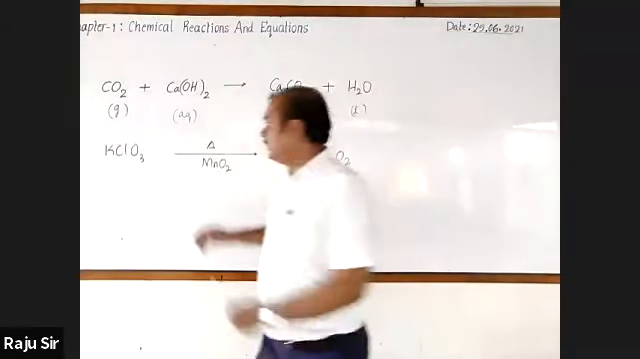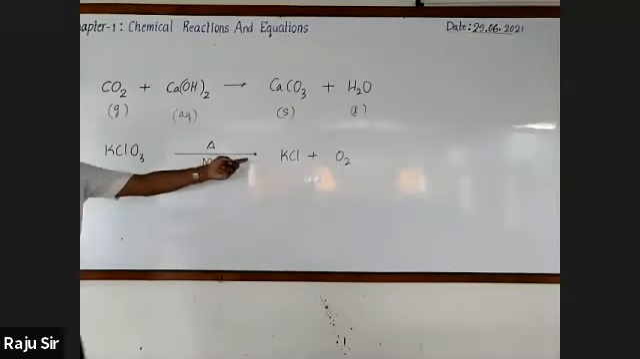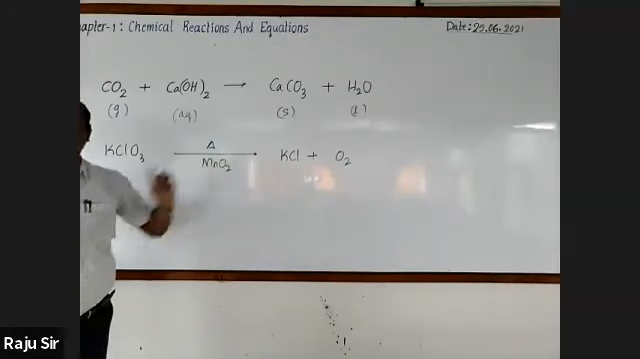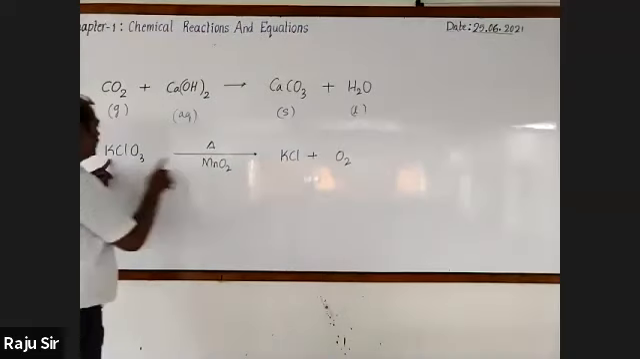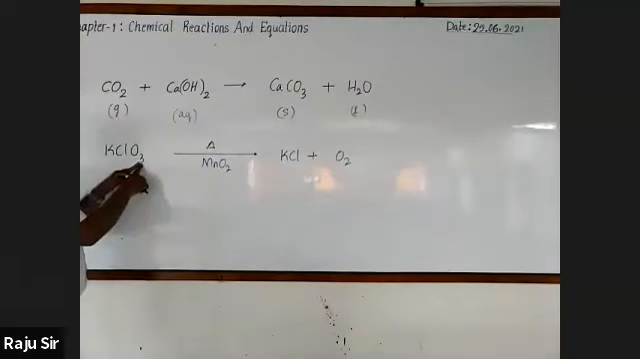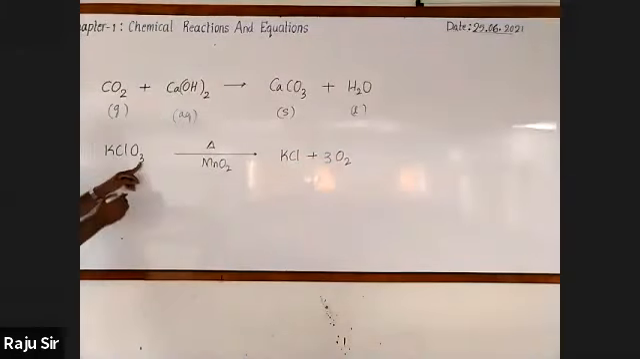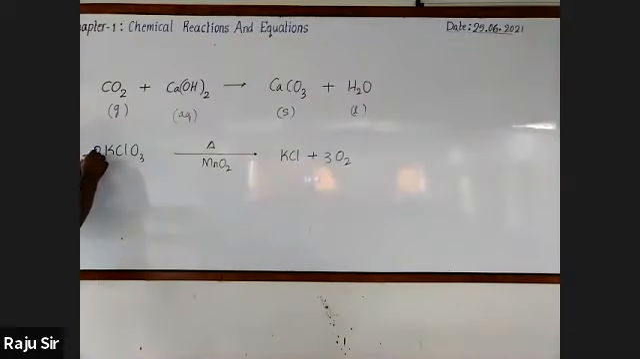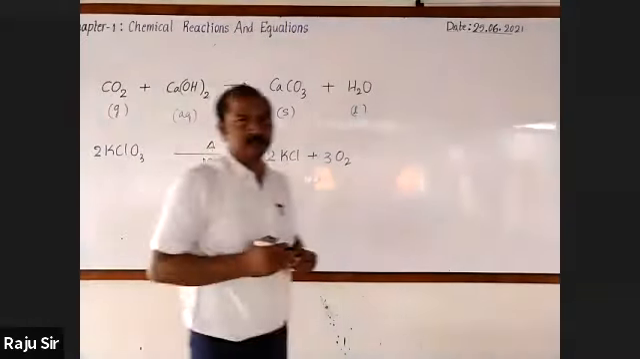Observe. Here, potassium chlorate, when heated, gets split up into potassium chloride and oxygen. Is it balanced? No, sir, it is not balanced. Potassium, one atom; chlorine, one atom; whereas oxygen is 3 here and 2 here. Hence, KClO3 should be multiplied by 2 and O2 should be multiplied by 3. Then oxygen is balanced. Then potassium, here 2 atoms, here 2. Chlorine, 2 atoms, 2 atoms.